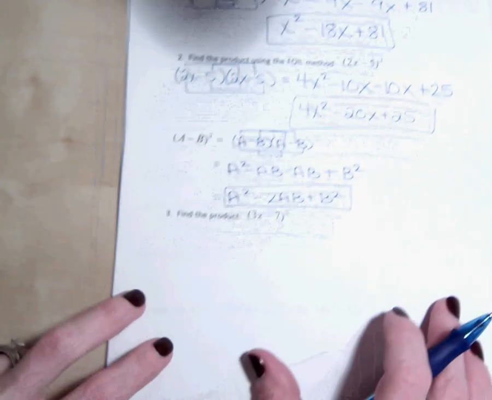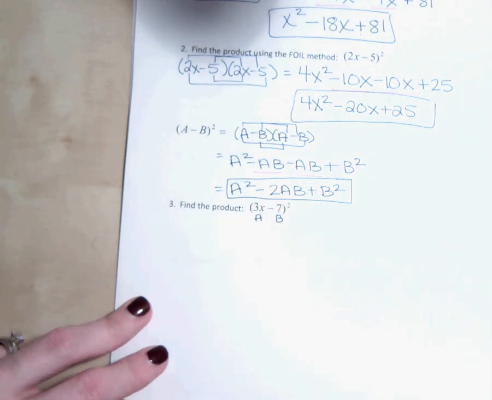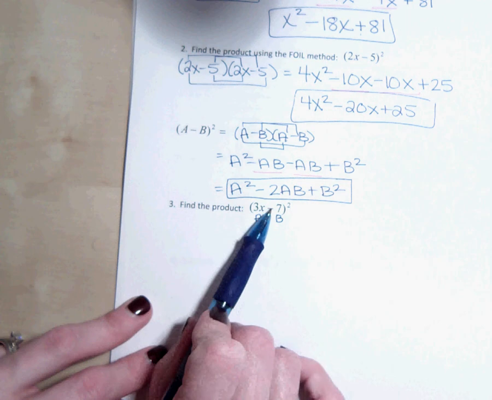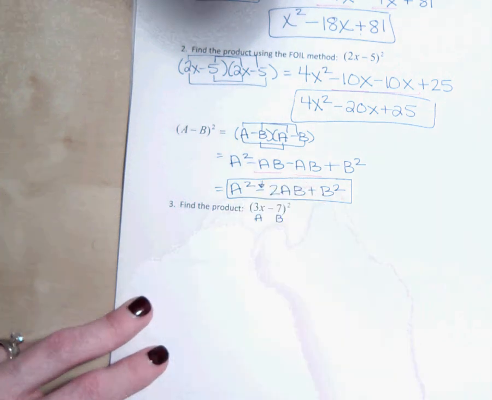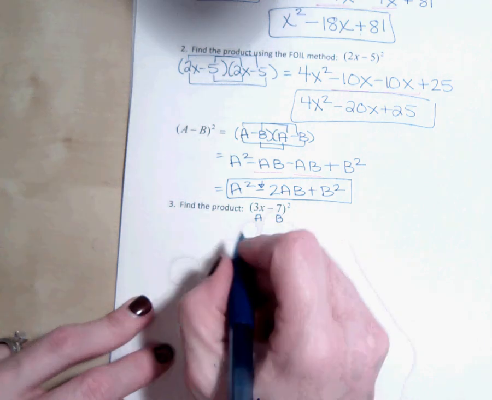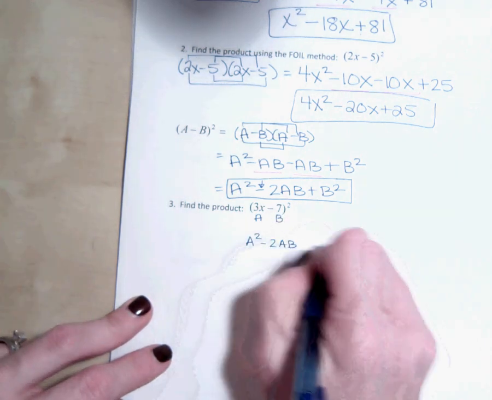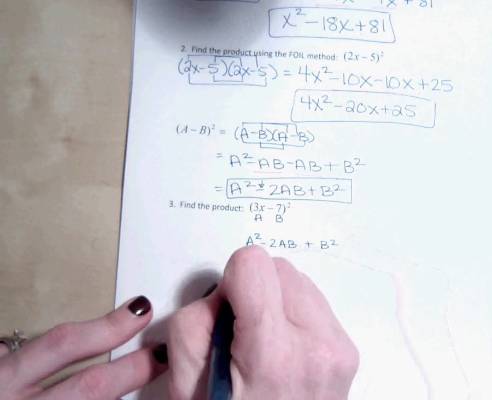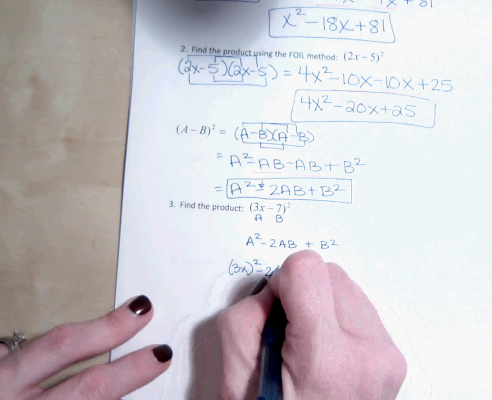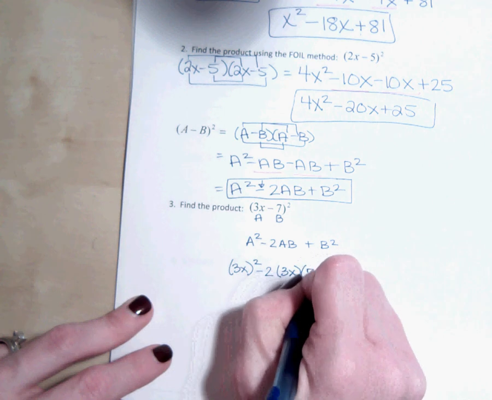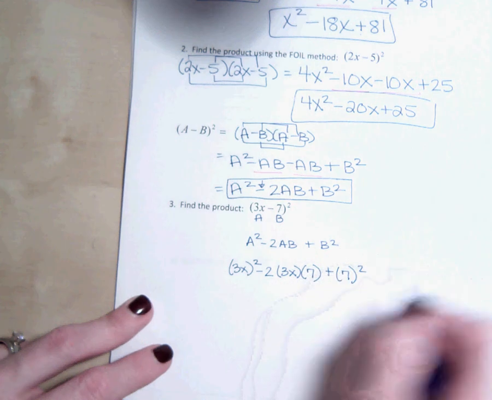Alright, so now let's see if we want to use the pattern here. 3x is my a, 7 is my b, and just think of b as 7. Don't think of it as negative 7 at this point, because the formula already has the minus built in for you. So this says we do a squared minus 2ab plus b squared. So a is 3x, and then minus 2 times a, so 2 times 3x times 7, and then plus 7 squared.